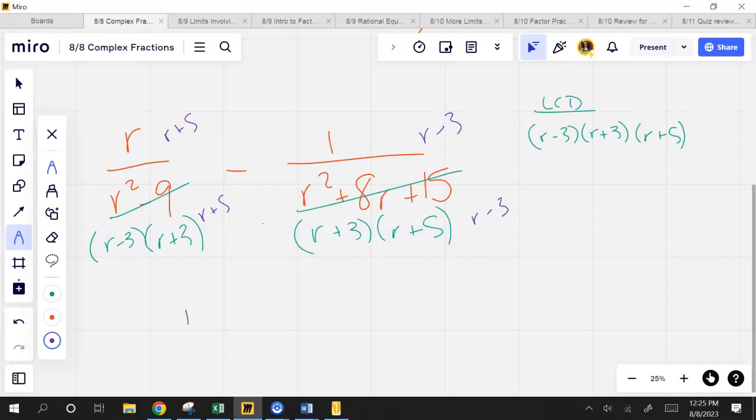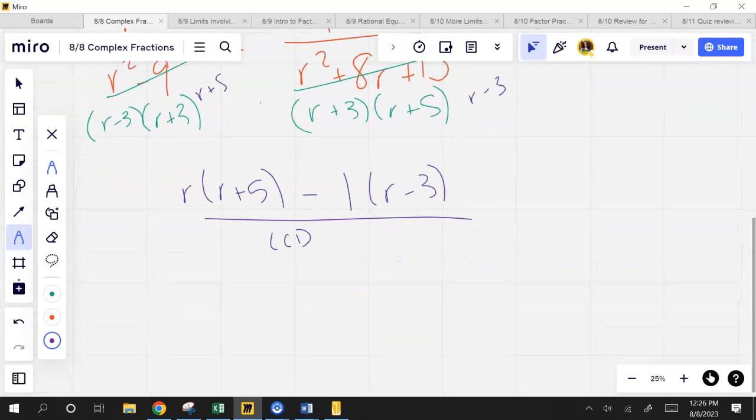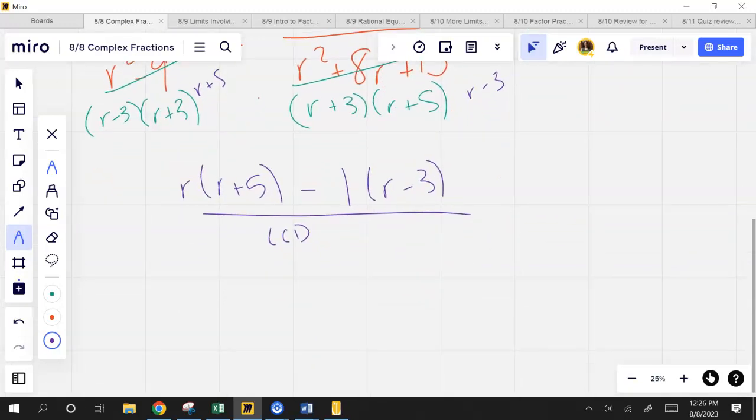So now I have R times R plus 5 minus 1 times R minus 3. And everybody goes over that LCD, and I'll throw that one in there again in just a minute whenever I get done. So I've got to expand it before I can condense it and factor it down because of this minus that's not enclosed. Yes? Say yes, because that's right.